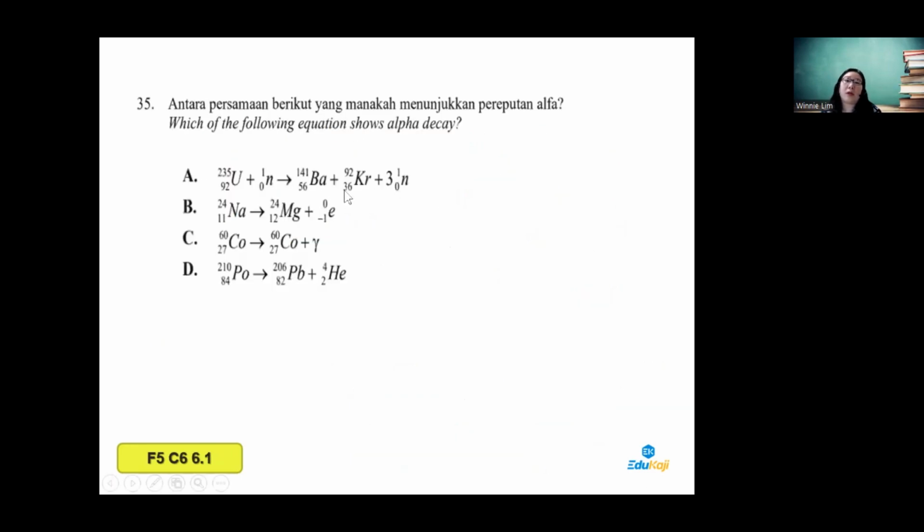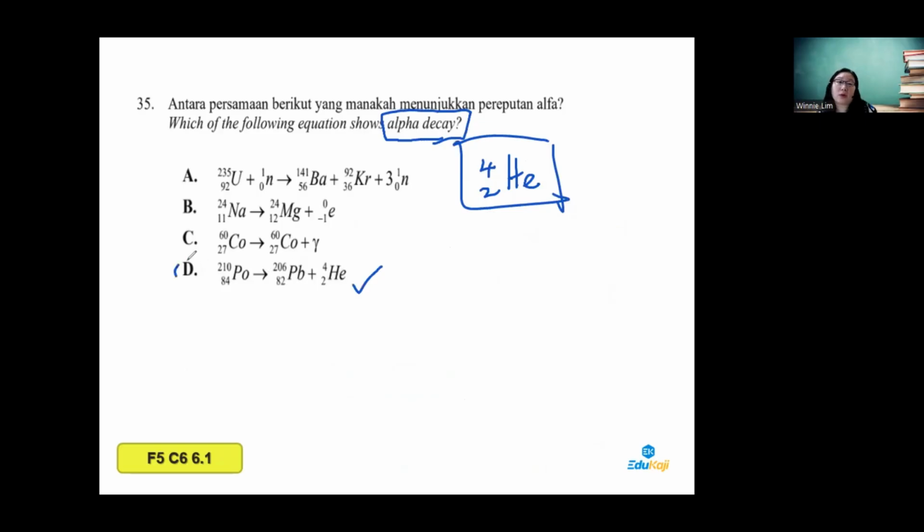35. Which of the following equations shows alpha decay? Of course, you need to know what alpha particles are. An alpha particle is also a helium nucleus, He-4-2. So among the equations, which one shows He-4-2 after the equation? This one. Okay, this is gamma, so this is called gamma decay. This is actually beta, so this is beta decay. A is actually nuclear fission.